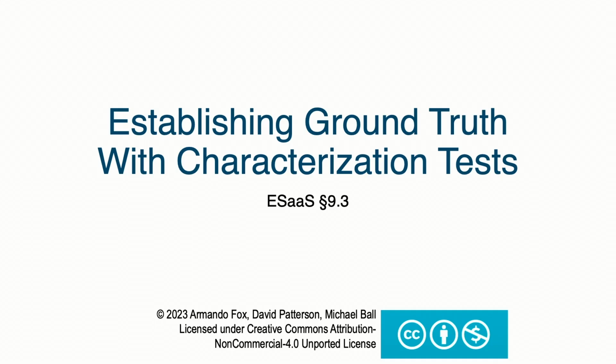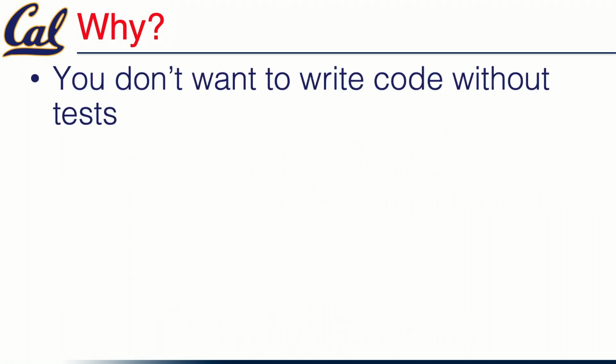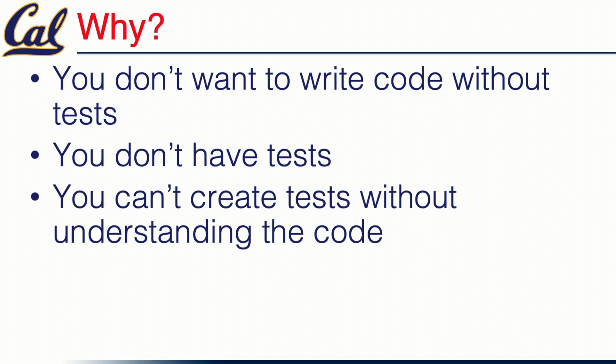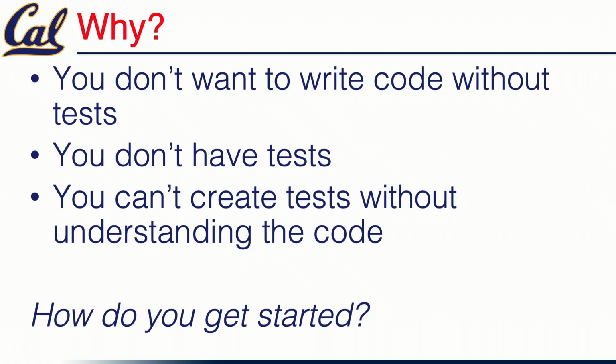So the way that we get around this is with characterization tests, and that's our next topic. So what's the point of characterization tests? Basically what we said, you don't want to write code without having tests because you don't know if it's safe, but maybe you don't have tests because the code base doesn't have very good test coverage. You can't create those tests without some understanding of the code, so how do you get started? How do you solve the chicken and egg problem?